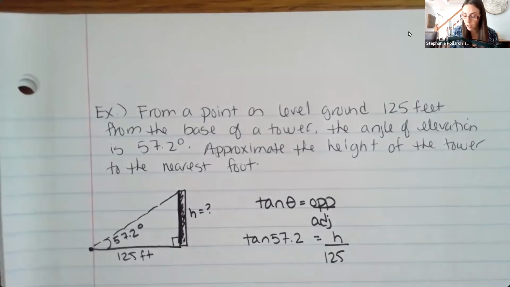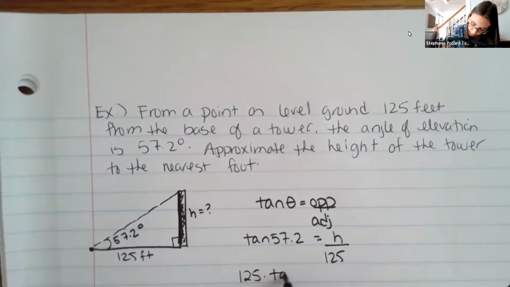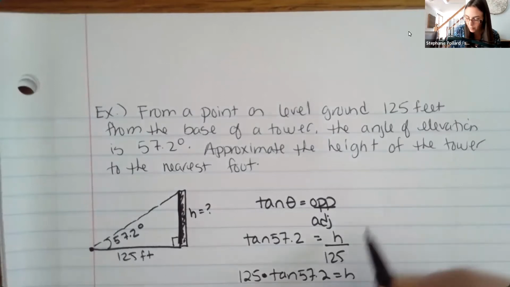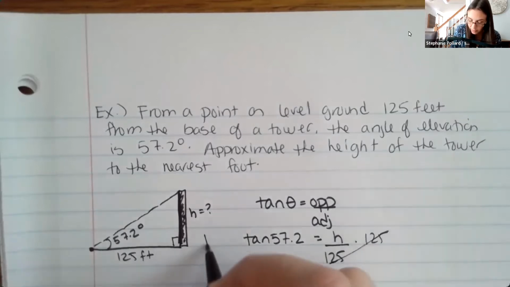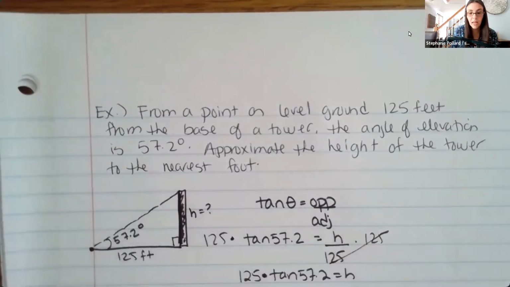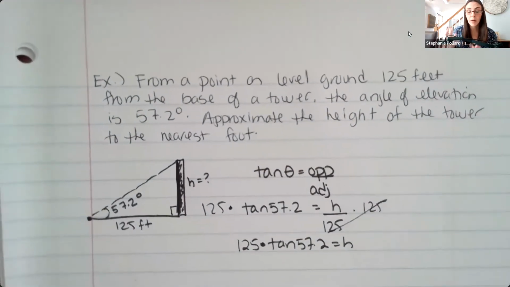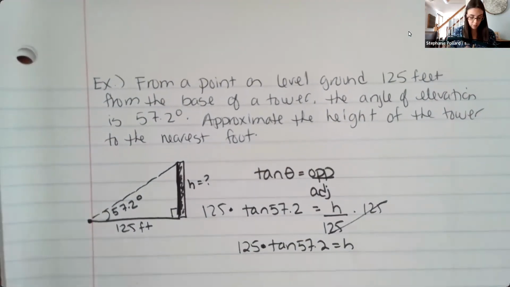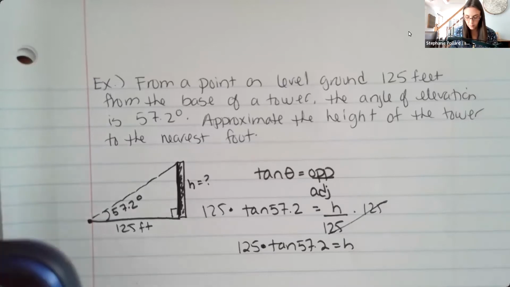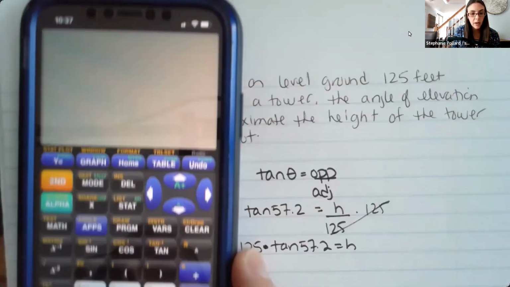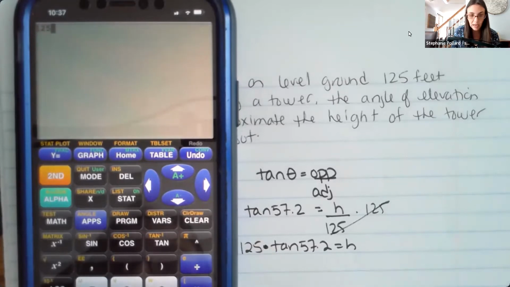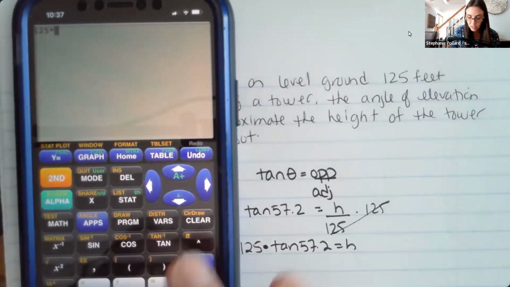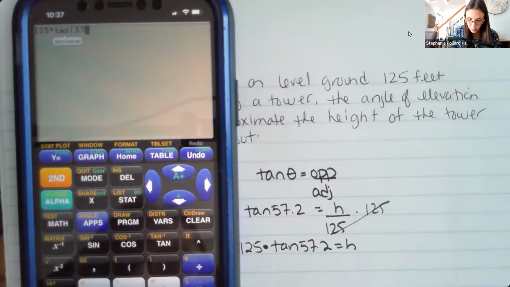And now I'm going to solve for h. I solve by multiplying 125 on both sides. It cancels it from the right if I multiply by 125, and it brings it to the left. Then I'm going to use my calculator here. Again, we're in degree mode, so just make sure your calculator is in degree mode. I'm going to type in 125 times tangent of 57.2. I am in degree mode, so I checked that already.